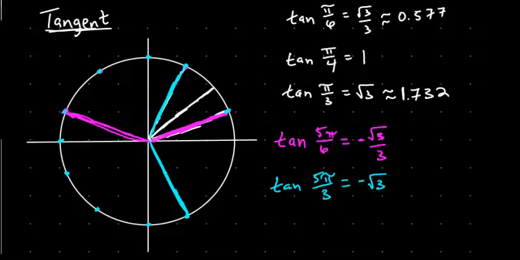Let's look at the tangent of, I don't know, 11 pi over 4. Where's that going to be? So I'm going to count around the unit circle in increments of pi over 4. 1 pi over 4, 2 pi over 4, 3 pi over 4, 4 pi over 4, 5 pi over 4, 6 pi over 4, 7 pi over 4, 8 pi over 4, 9 pi over 4, 10 pi over 4, 11 pi over 4. And so I know that one is the same as that one, except it's negative, so it equals negative 1.